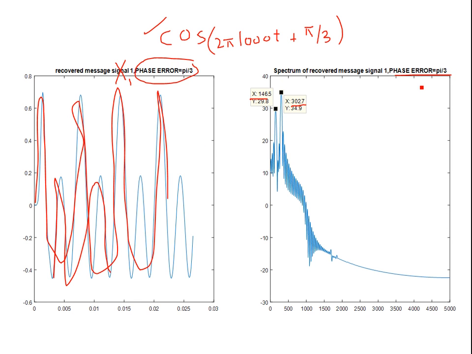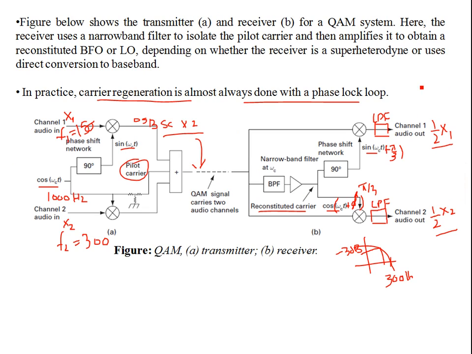So if you are not going to use a PLL, or if you are not going to reconstruct it with a correctly reinserted, reconstituted carrier with the correct phase and frequency, then you don't have those x1 and x2, channel 1 and channel 2 audio outputs.